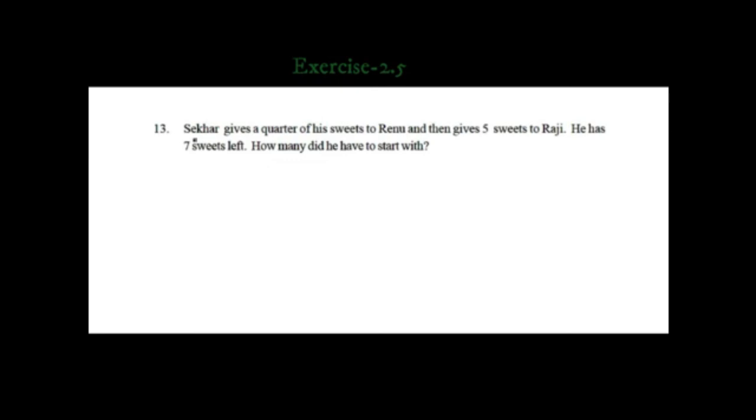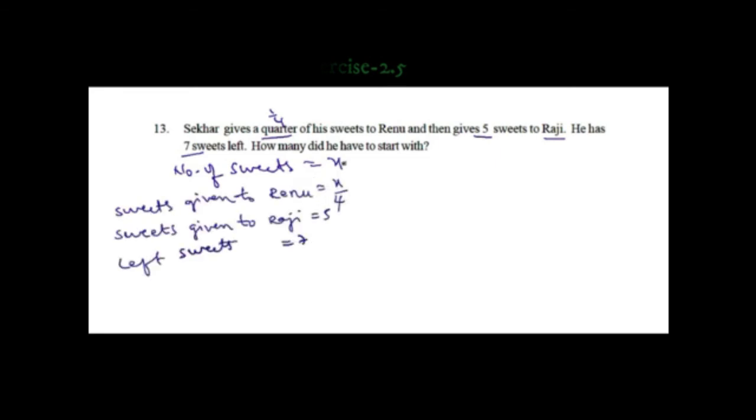The next question. Shaker gives a quarter, means 1 by 4, of his sweets to Renu, and then gives 5 sweets to Raji. He has 7 left. First you should take the total number of sweets as x. The sweets given to Renu is x by 4, the sweets given to Raji is 5 sweets, and the leftover sweets are 7. Therefore, x by 4 plus 5 plus 7 is equal to the total number of sweets x. Now x by 4 plus 5 plus 7 is 12, which is equal to x.